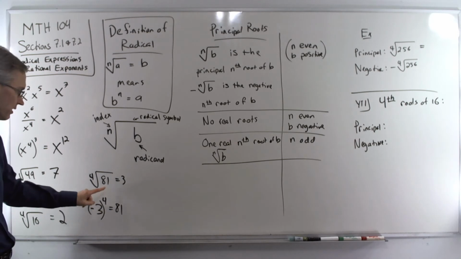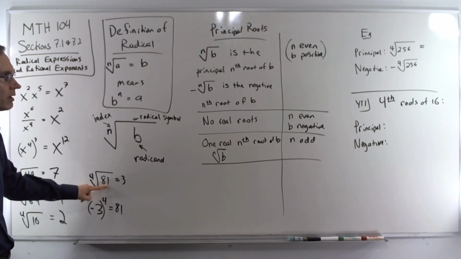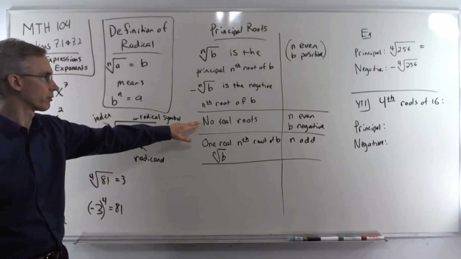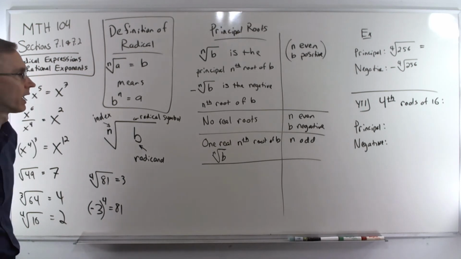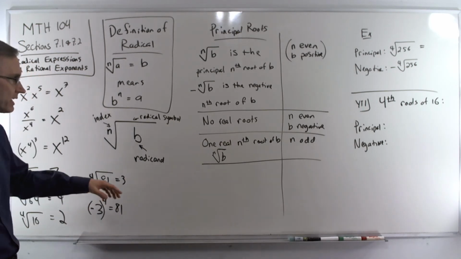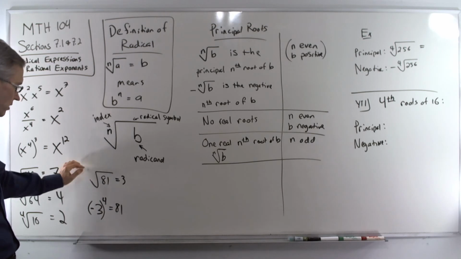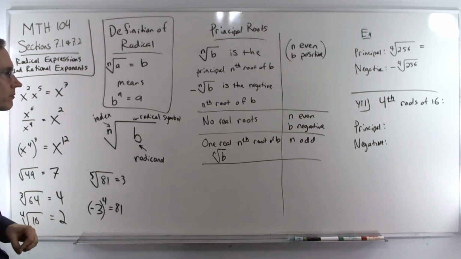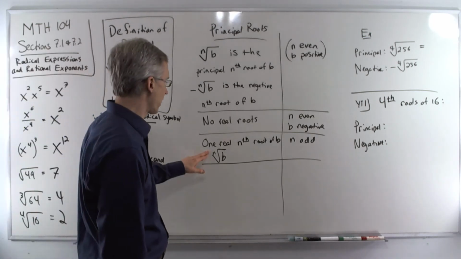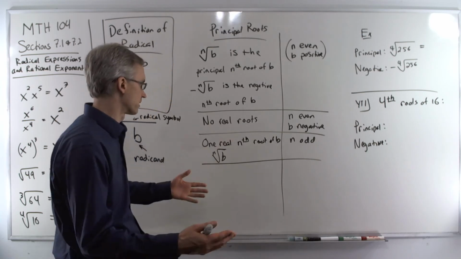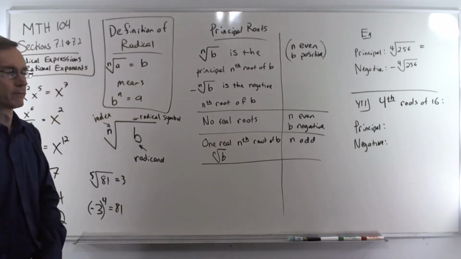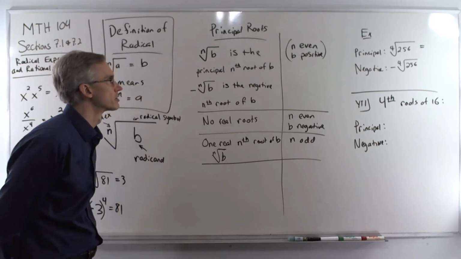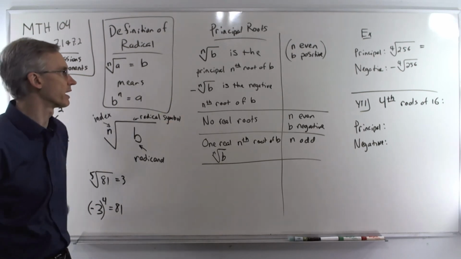Now if b is a negative value and n is even, you cannot take an even root of a negative value, so there are no real roots there. Then we've got the situation where n is odd, and that's easier. Let's say we have a 5 or a 3 or something like that under here. Then we just get one number out, and that's the one real nth root of b. So the only situation where it's a little tricky is the even one. Just remember the difference between the principal and the negative nth root.